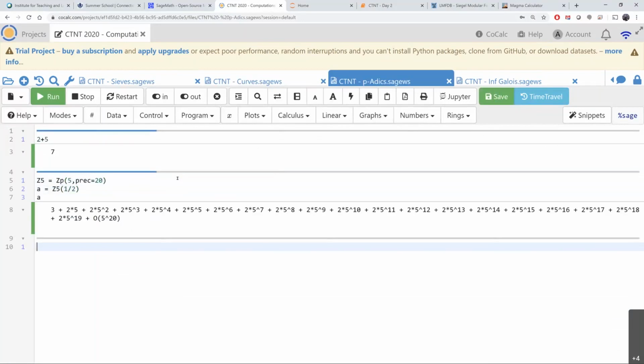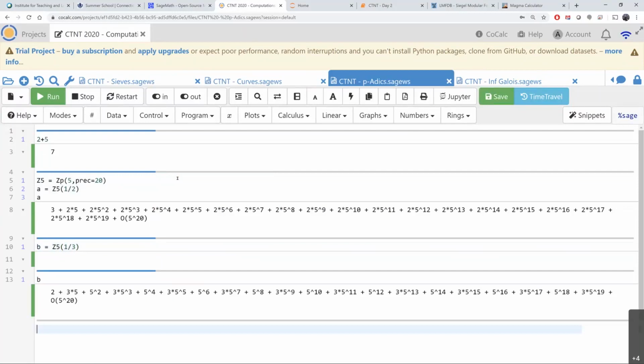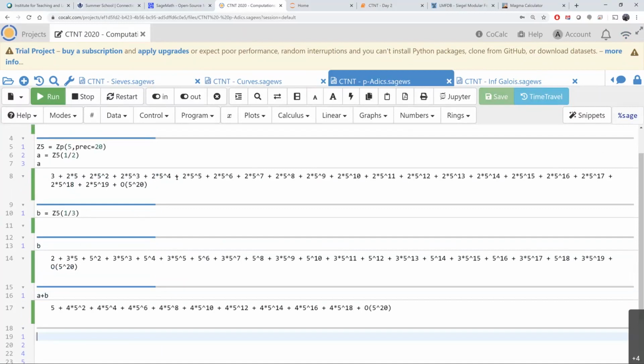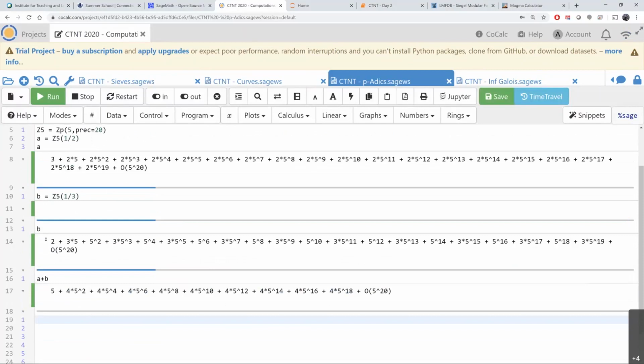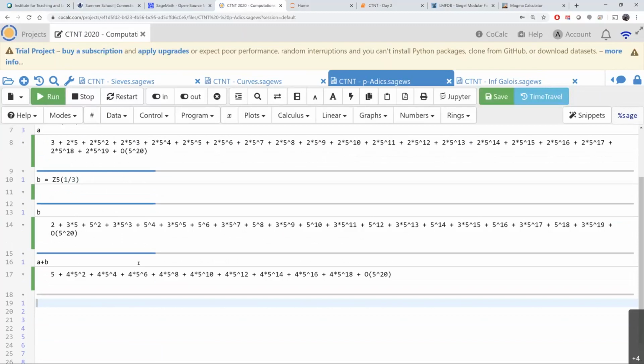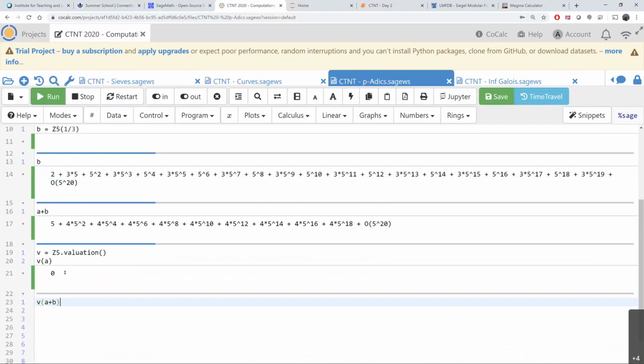Let's try also defining another one that is a five-adic integer. A third is a five-adic integer. There it is. And I can add five-adic integers, and then I get that a half is 3 mod 5, a third is 2 mod 5, so when I add them up, it actually is 0 mod 5, and the five-adic expansion starts with 5. I can also do valuations, which came up today in Liang's course. So I can do the valuation of A, and the valuation is 0. But if I do the valuation of A plus B, the valuation is 1 because it is divisible by 5.